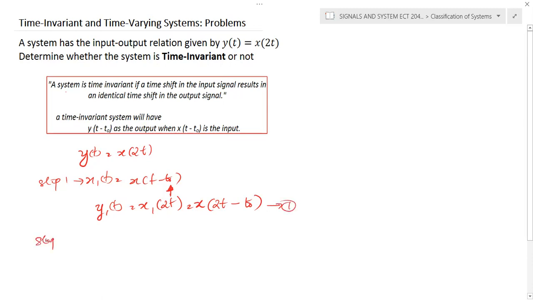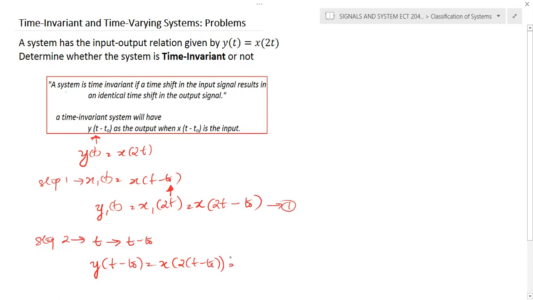And in step 2, we will find the shifted version of the output. That is, the shifted version of output is y of t minus t0. The given equation is y of t is equal to x of 2t. So in this particular equation, we will replace t with t minus t0. That's the difference. Here x of 2 into t minus t0.